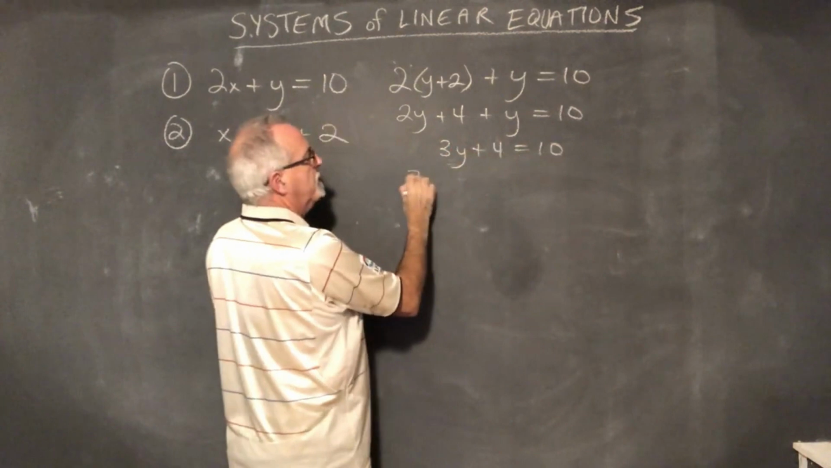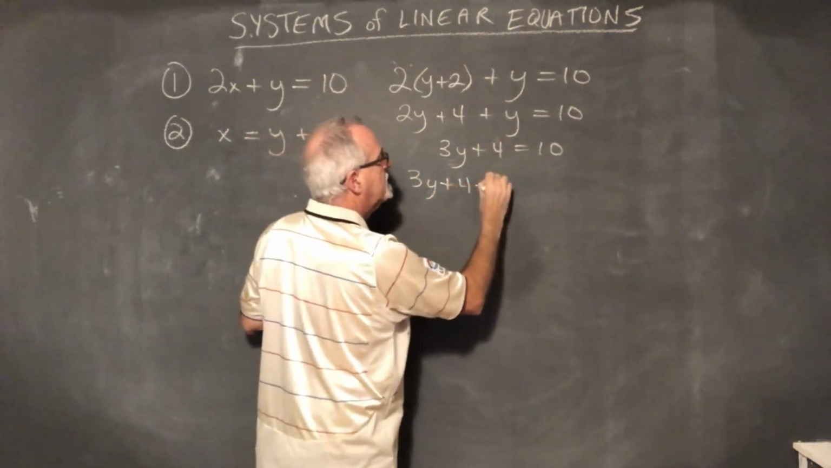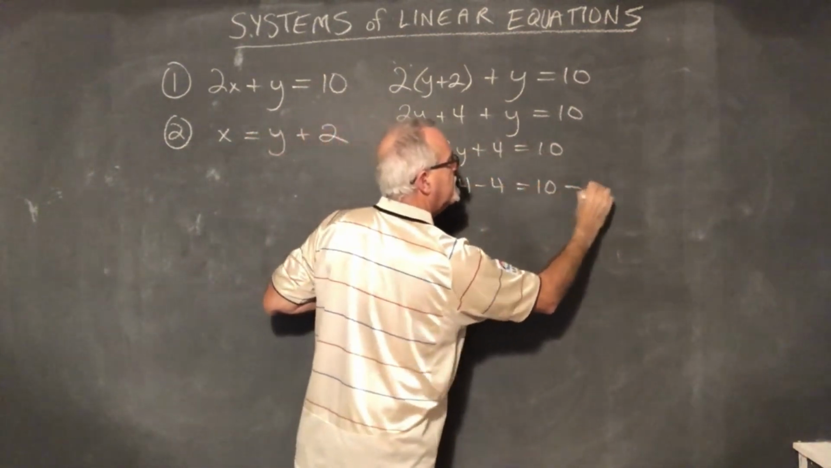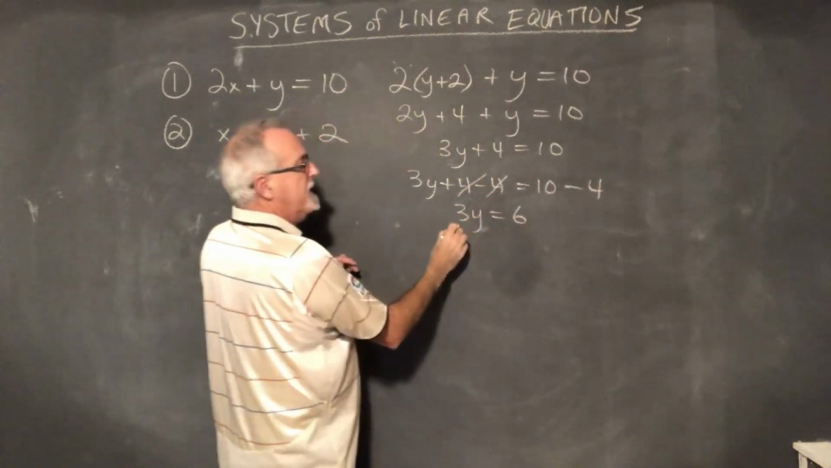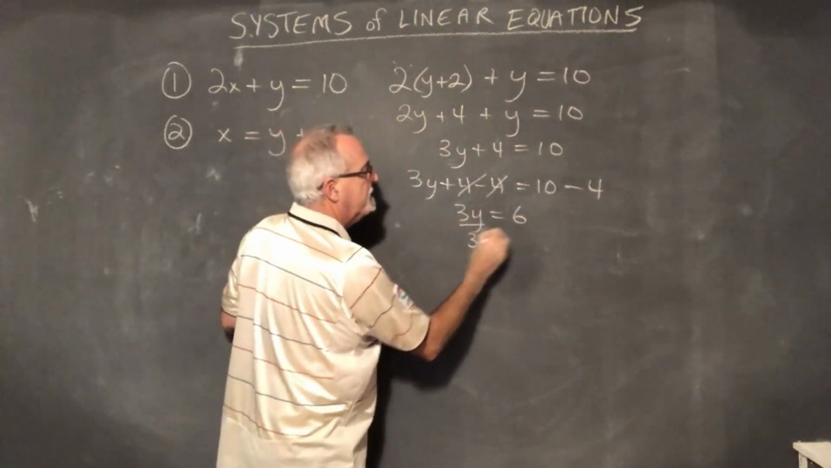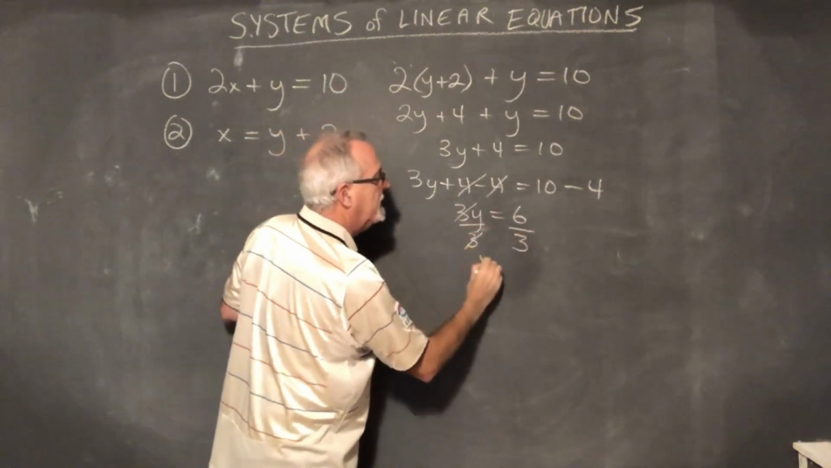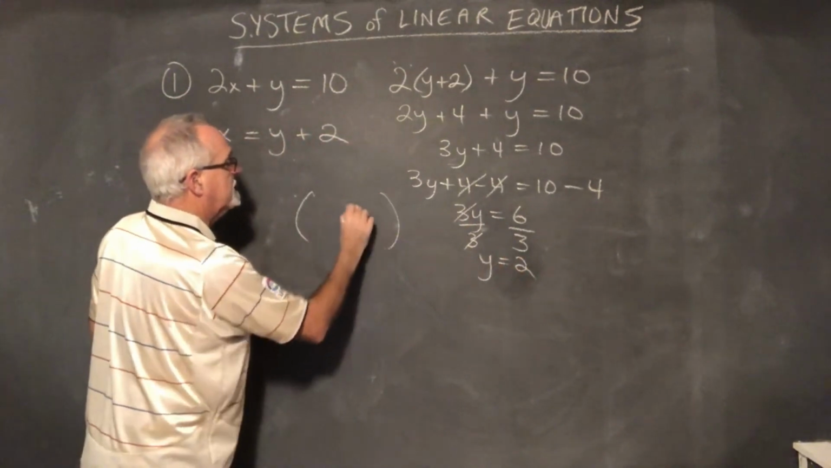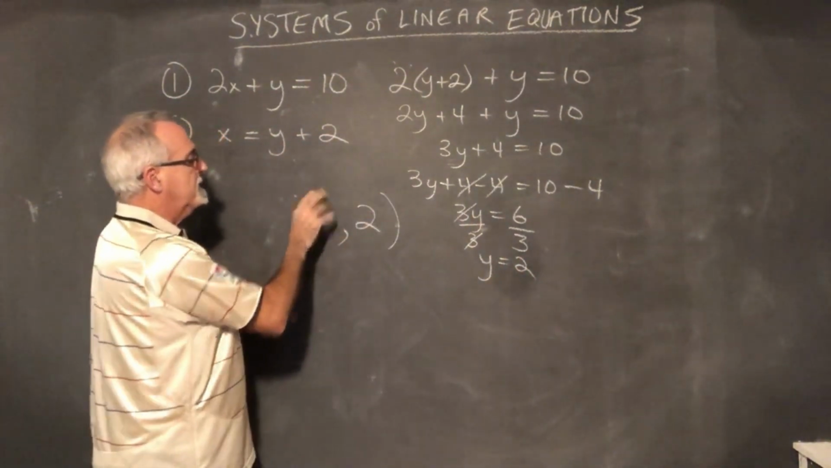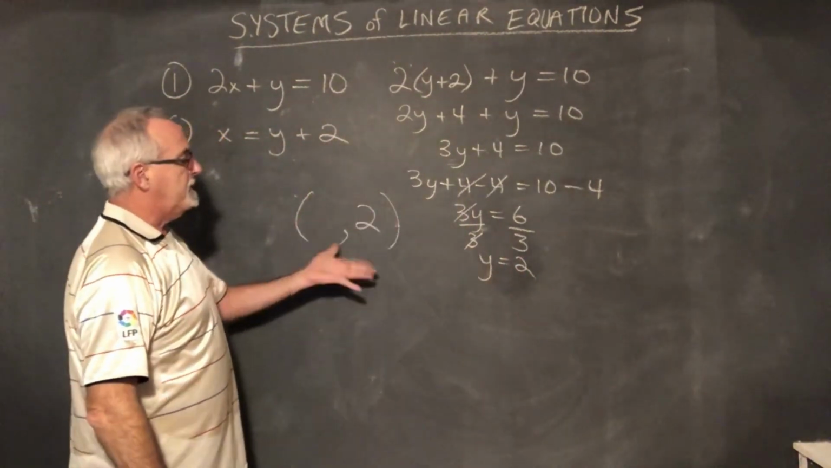I'll subtract a 4 from both sides. These cancel. 3y is equal to 6. Then I need to divide both sides by 3 so I can isolate my y, and y is equal to 2. And we knew that was going to happen. And our answer, 2 is the y coordinate, so I write it into a coordinate pair after the comma.